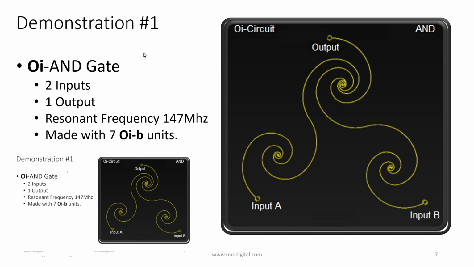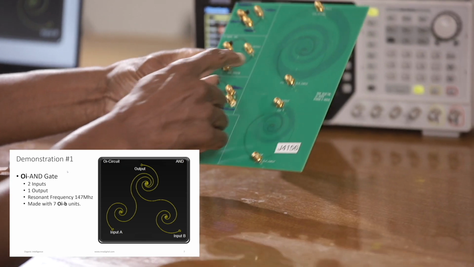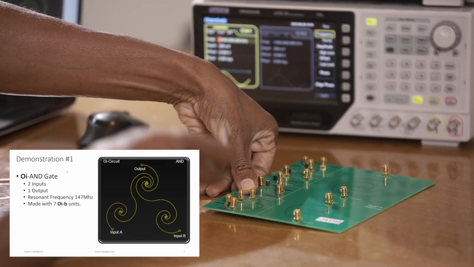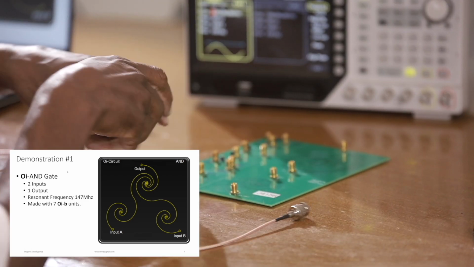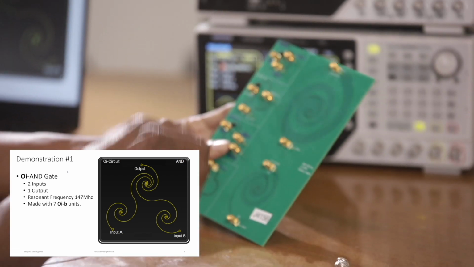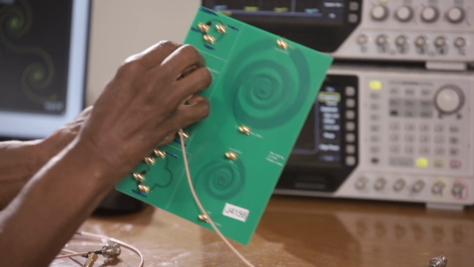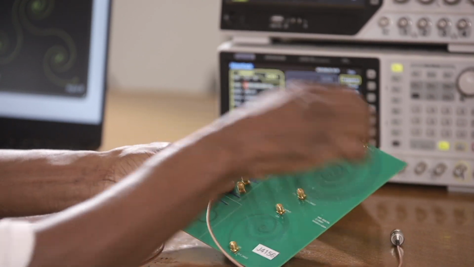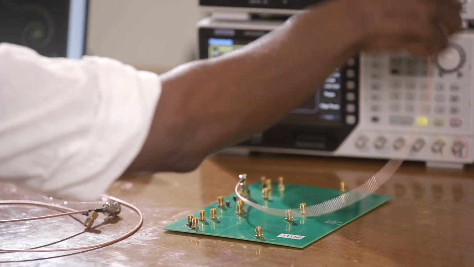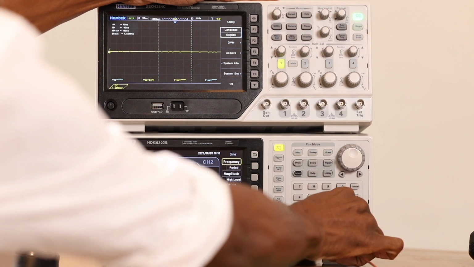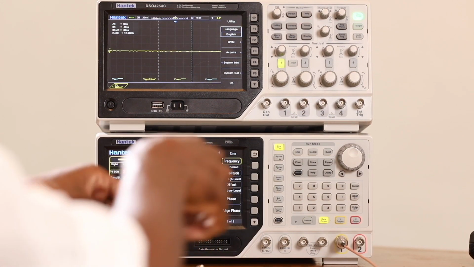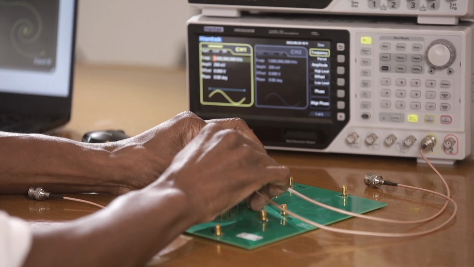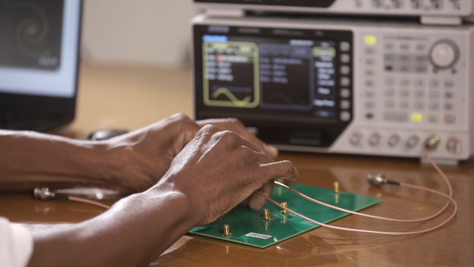So this is the board I'm using right here. It actually has several circuits on it, but the second one is the AND gate. So I'm going to connect the inputs and the outputs. I'm going to connect input A to output number 1 of the function generator, and input B to output number 2 of the function generator.